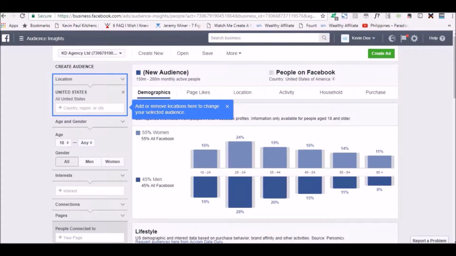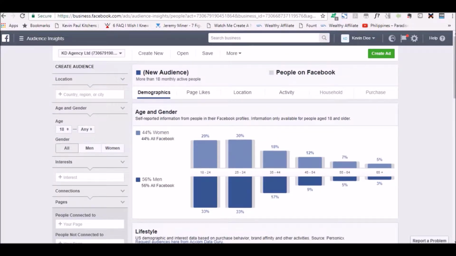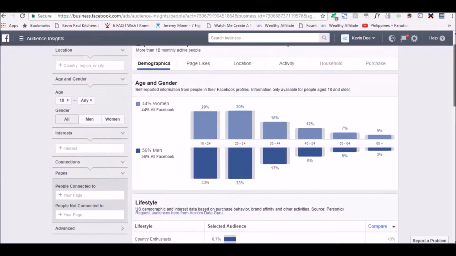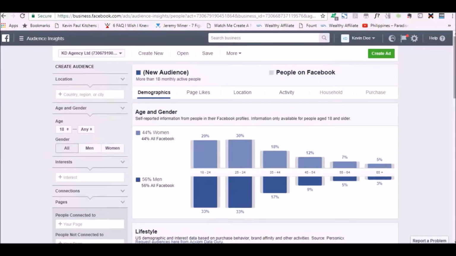What this does here, so if you remove United States, I'm not sure why it's selected United States, but if you have a blank slate here on the left hand side, on the right hand side is every single person on Facebook, so you can see here more than 1 billion monthly active people. That's because we are looking at the moment, so all of these demographics are for every single person on Facebook. Wow. So all you need to do is set a criteria up on the left hand side and the audience here will change. So let me show you how this works, guys.